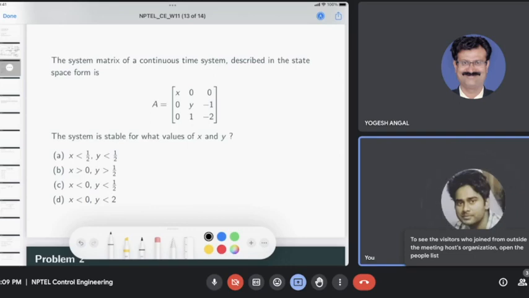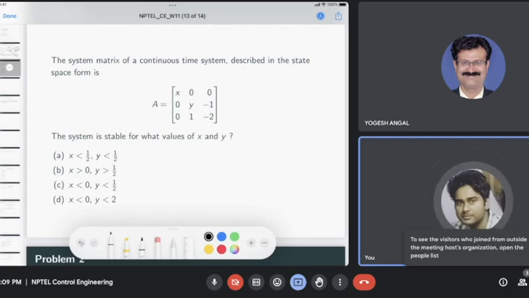Okay, so we can use this frequency approach. We know that if the poles are located in the left hand side, then the system will be stable. So we'll just find the range of values of x and y for which the poles will always be in the left hand side. Then we are done with that, right?